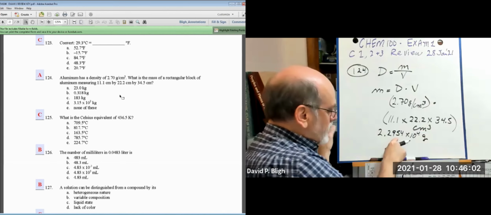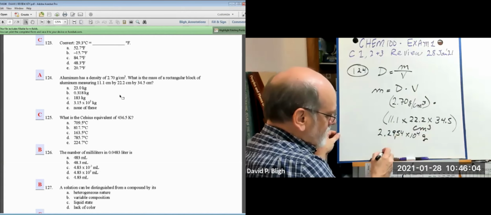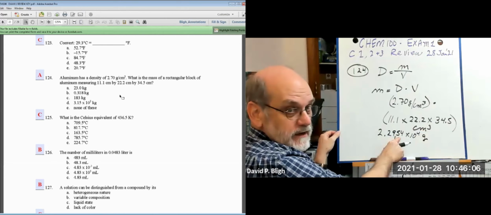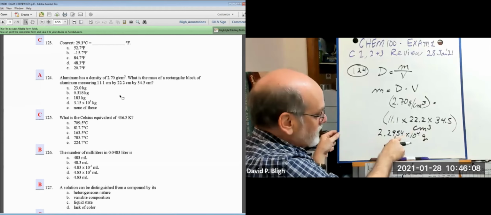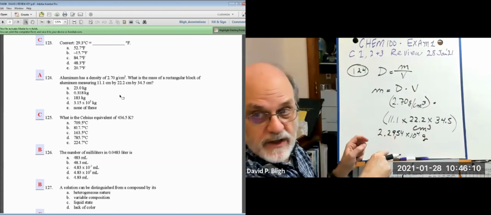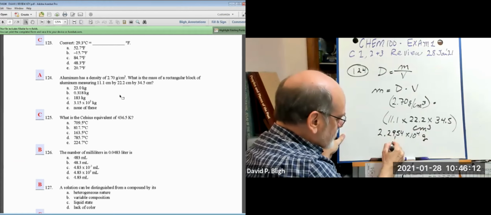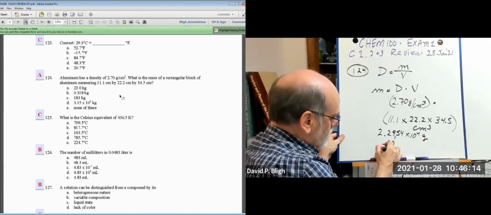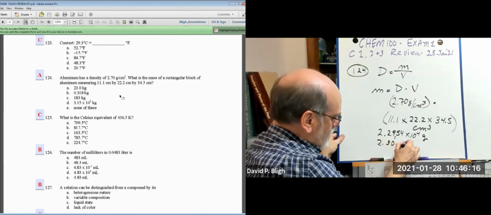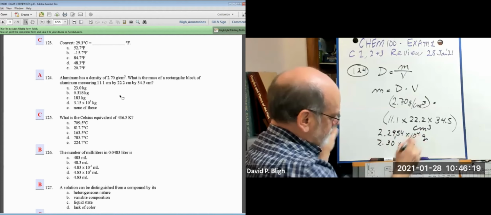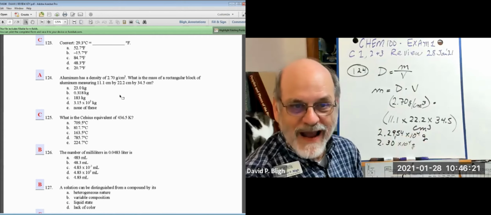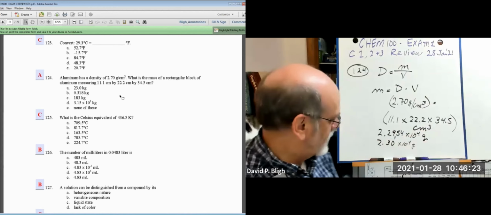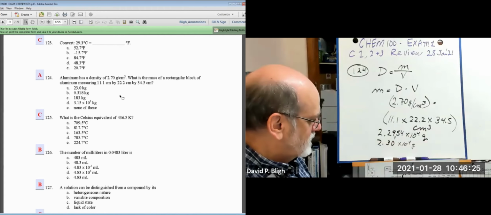We can only keep 3, right? So we're stuck right here. 5 and greater means 9 has to be rounded up to 10. So that means it's 0, carry the 1. There we go. But our answers are in kilograms, right? So what is this in kilograms?